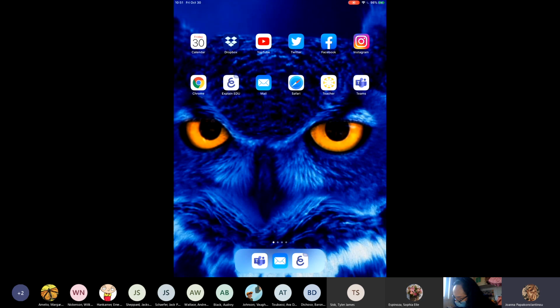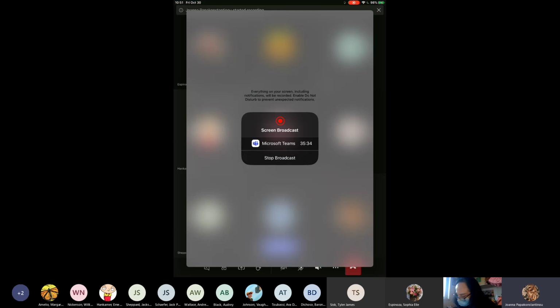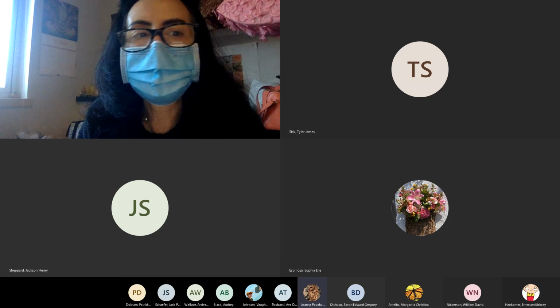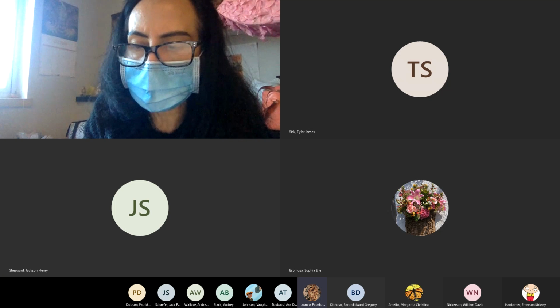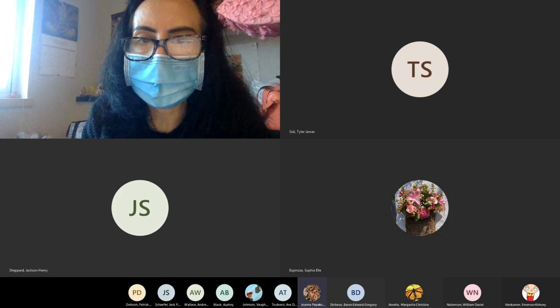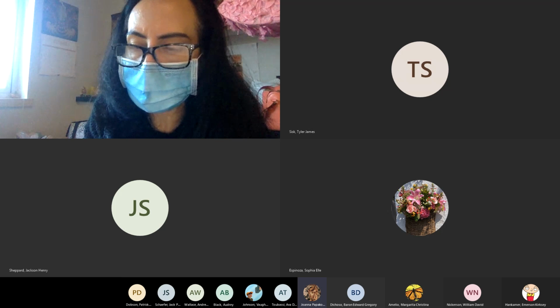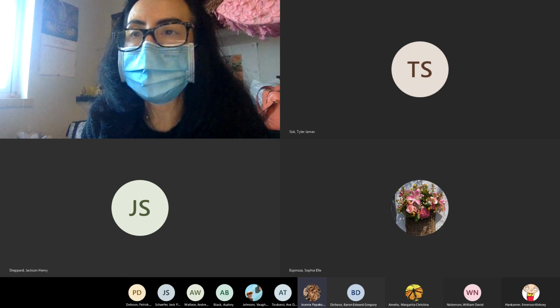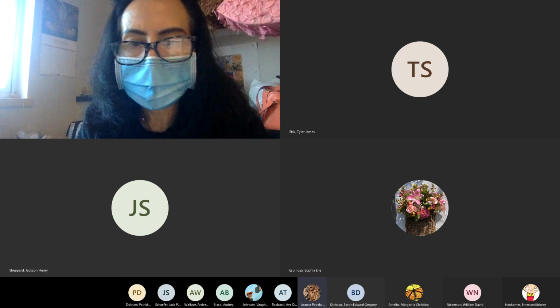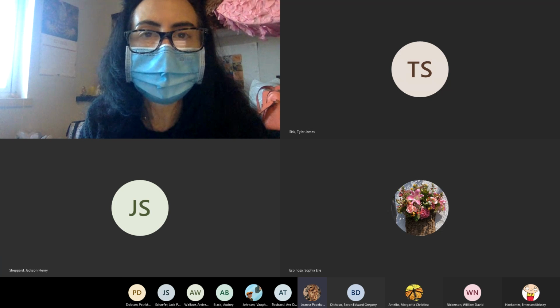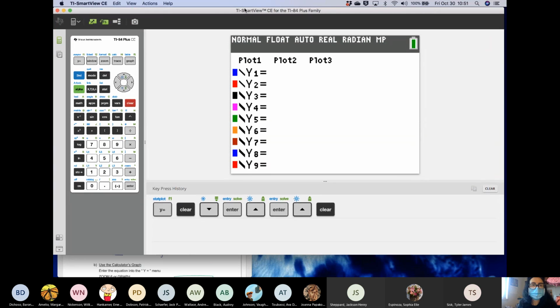Okay, so we're opening up our calculator. And let me share this screen. And make sure that you've cleared everything in your calculator, that you don't have any stray equations, and also that you don't have any plots on. Because we don't want a little scatter plot to appear or anything to cause us any troubles.